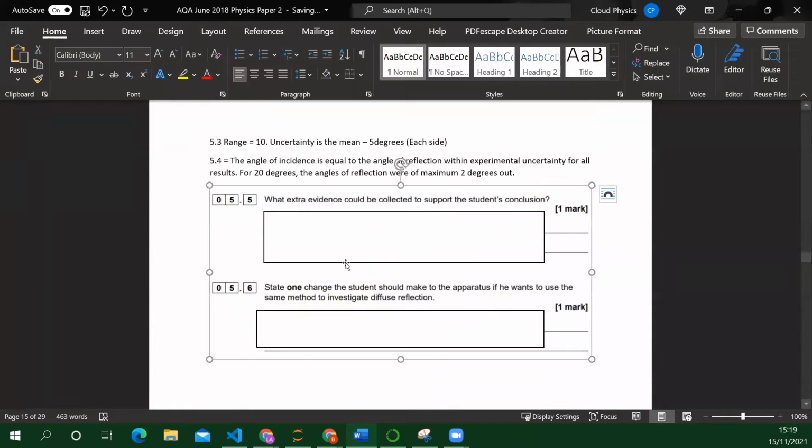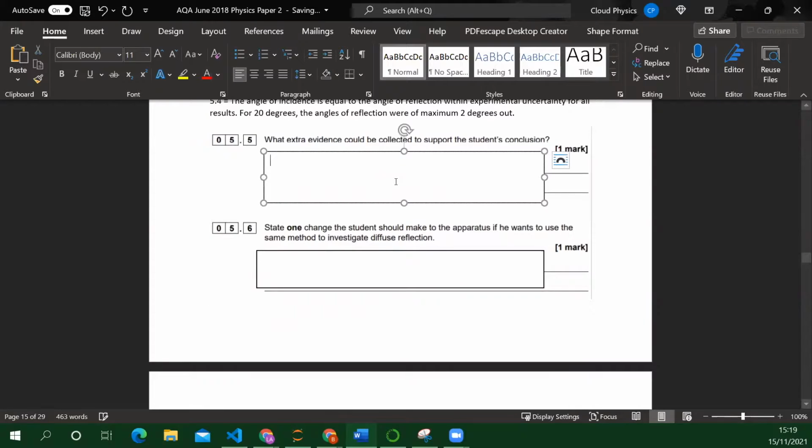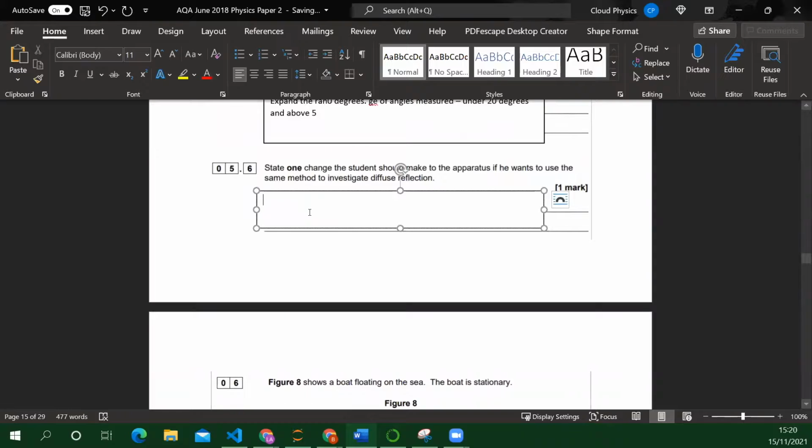Okay, so what extra evidence could be collected to support the student's conclusion? You could say expand the range of angles measured. So under 20 degrees and above 50 degrees. One mark. Okay, that's a one mark thing.